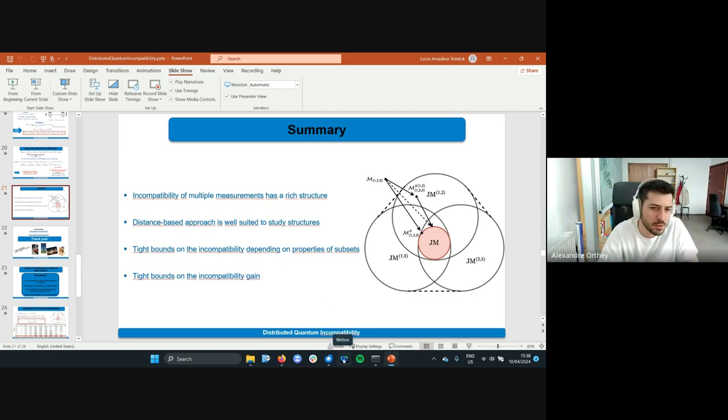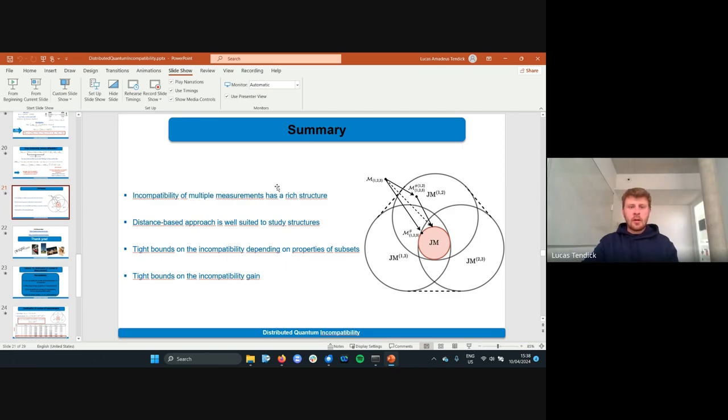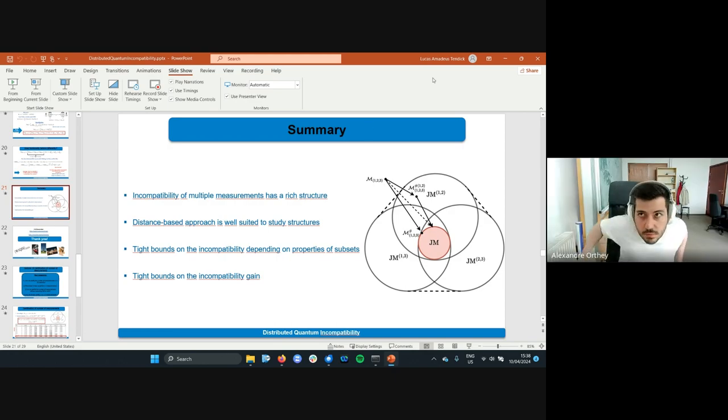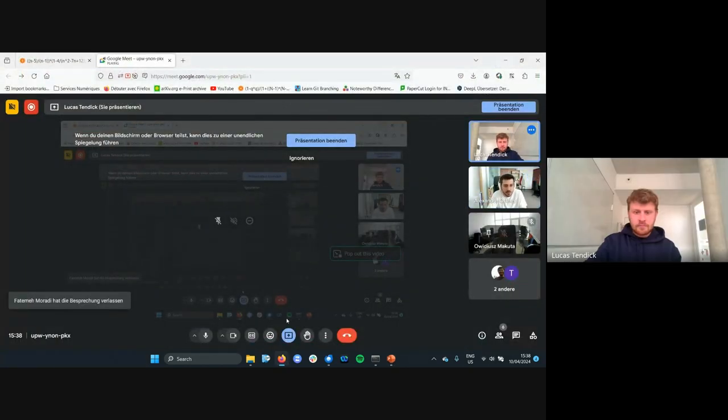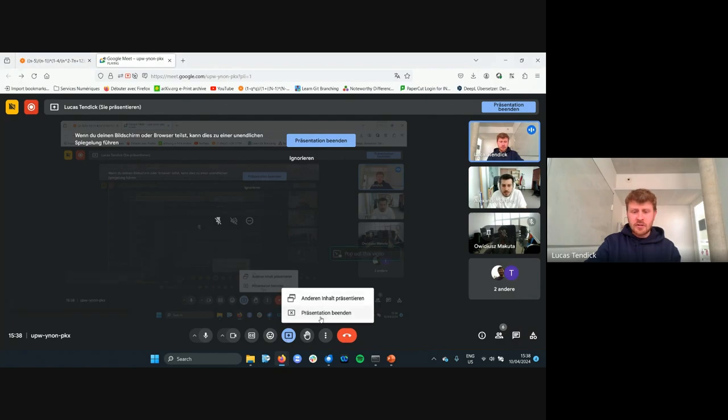Well, I have one. Lucas, can you think about any advantage in using entropic distances instead of geometric ones? Okay, so for entropic distances, you don't have any generalization of a triangle inequality, I guess, right? Well, you have the data processing inequality. Okay, yeah, you have the data processing inequality, true. Let me enter sharing again.